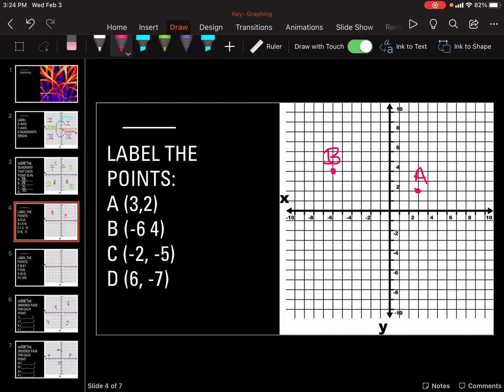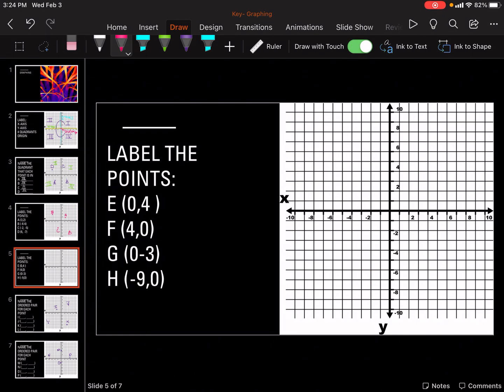Then -2, -5 is going to be here. -2 comes down to -5 is C. And then positive 6, 1, 2, 3, 4, 5, 6, and down to -7. Notice that you're counting the lines. You're not counting the grid. Think about the grid of your points, okay? So then down here is D.